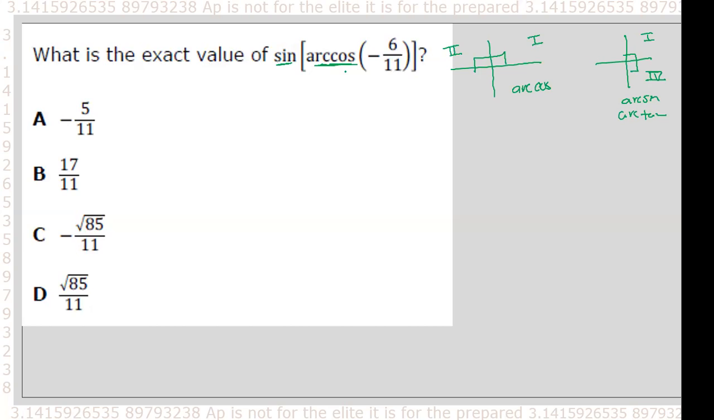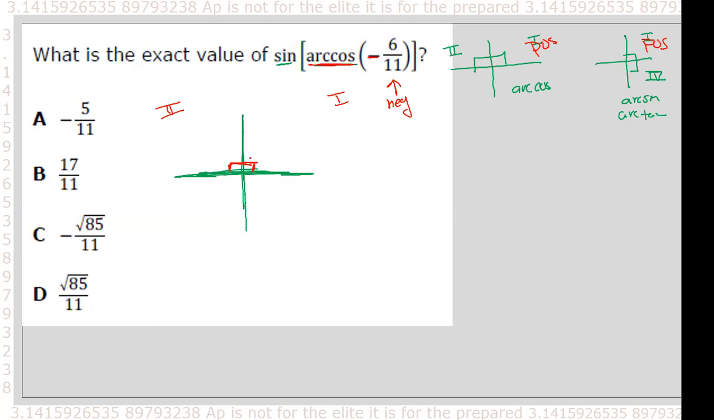According to this, we have arc cosine, so we're going to be using this one. Let me go ahead and make my little triangle right over here. Keep in mind, we're working with arc cosine, so we're restricted to quadrants 1 and 2. This value right here is negative 6 over 11. This is a negative number, so what quadrant will it be in, 1 or 2? Hopefully you said quadrant 2, because everything in quadrant 1 is positive.